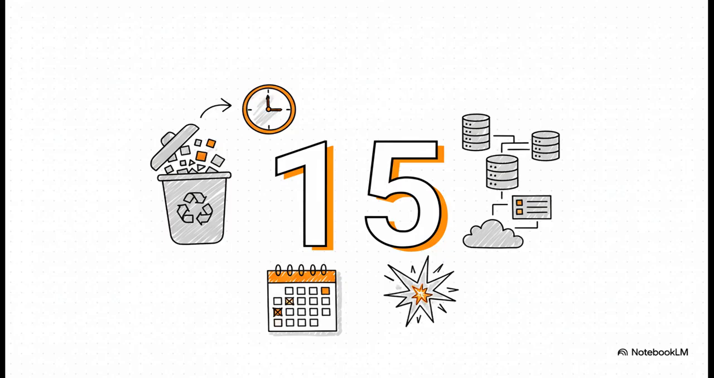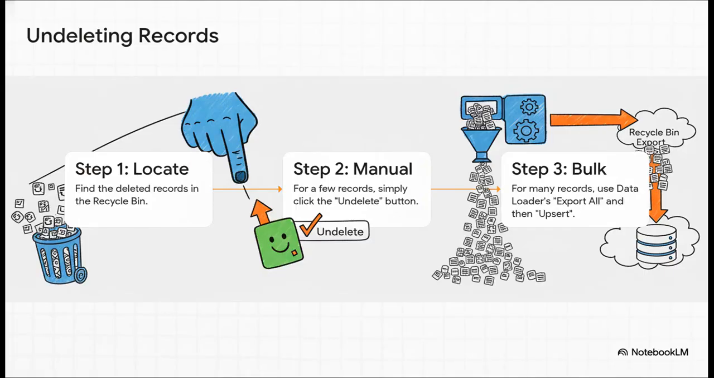But what about the ultimate oops moment? Accidental deletion. Well, when a user deletes a record, it doesn't just vanish into thin air. It goes to the recycle bin, and you've got a 15-day window to go in there and save it before it's gone forever. So how do you actually get them back? Well, if it's just a few records, it's easy. You just click the undelete button in the recycle bin. But what happens if a user accidentally deletes thousands of contacts? That's a job for Data Loader. You use its Export All feature to pull the IDs of all those deleted records, and then you run an upsert to bring them all back from the dead.